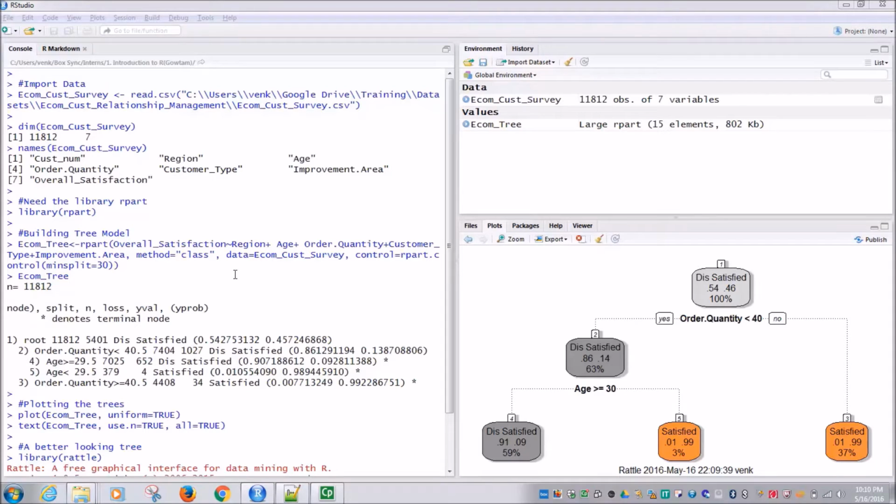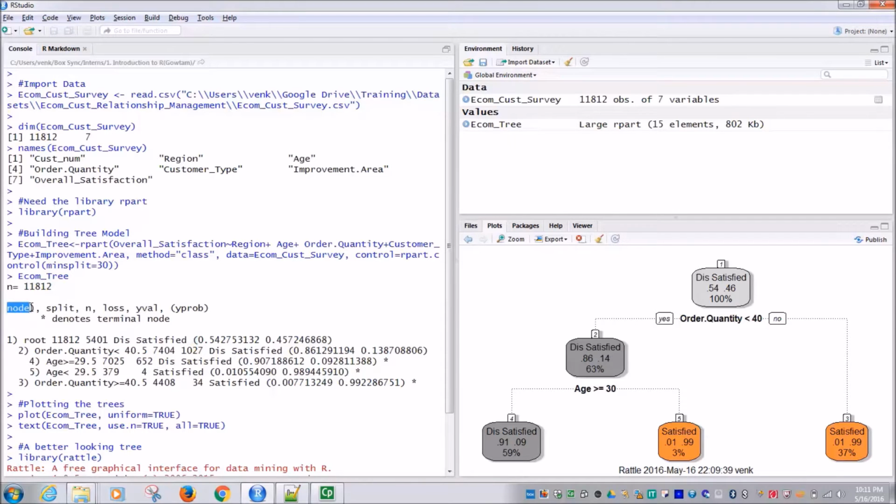Now let's try to understand what exactly this tree means, the output of this tree. So we have built the e-commerce tree, and what exactly does the output mean? It is showing one root, then some number, and then one more number, and then what exactly that segment is. If you look at this carefully, the way we should read the tree output is this.